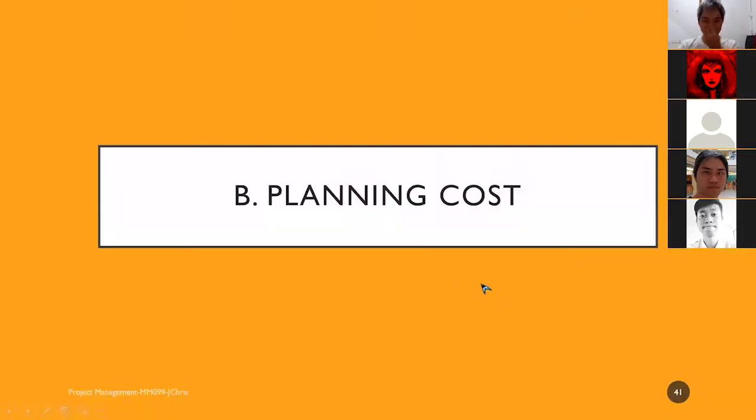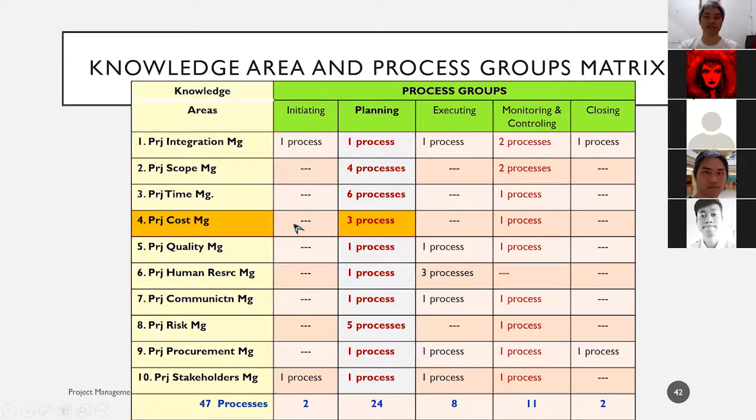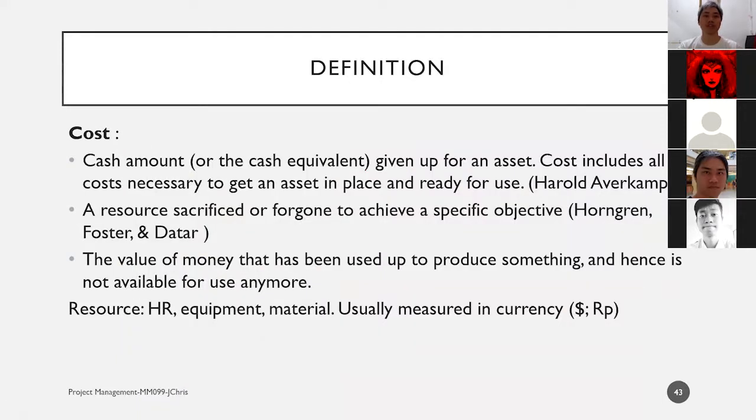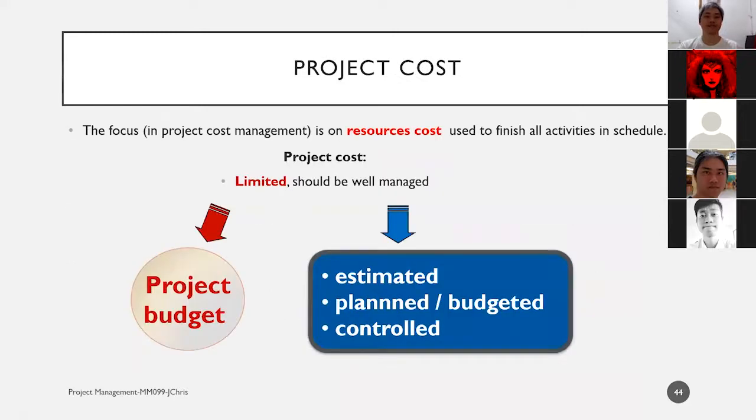I'll cover some of the main themes of the subject, planning costs. Planning costs is all about money. There are 3 main processes in the knowledge area of project cost management. You can read the definition by yourself. Usually, the main idea is that if we have project costs, we are going to create a project budget with estimated and budgeted resources. So we are not going to use more resources than we need to.